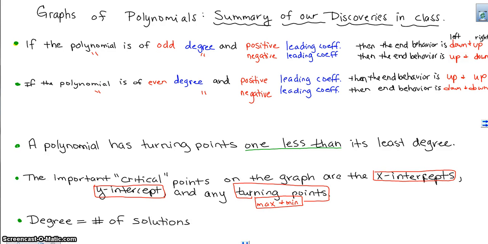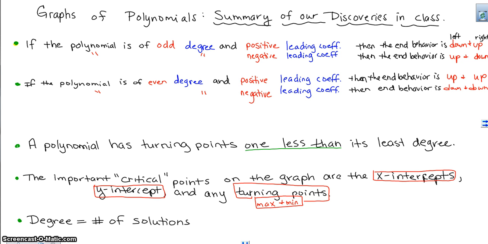So we are going to summarize some of the discoveries that we've made in class that we've done with the calculator, and we noticed things about their end behaviors. Here's a couple of the ones that hopefully we have already written down, but if not, you can write them down now. If the polynomial is of odd degree and we have a positive leading coefficient, then the end behavior is down and up. If the polynomial is an even degree and it's positive, it goes up and up. And if the leading coefficient is negative, then the end behaviors just switch.